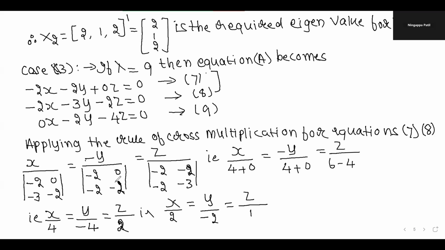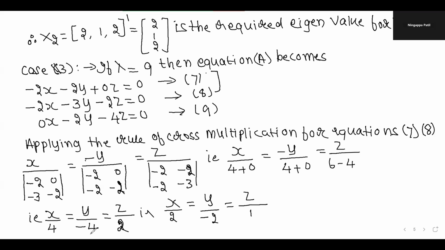And simplification gives you 2 into 2, 4, and 0, it is 0, minus y, and this is plus 4, and this is again 0. Then z upon, look here, minus into minus, plus, 3 into 2, 6, minus into minus, plus into minus, minus, and 2 into 2, 4. And simplification gives you x upon 4, then y upon minus 4, because I am shifting this minus to the denominator. Z upon 2. 6 minus 4 is 2.